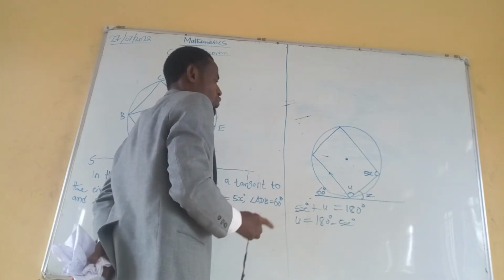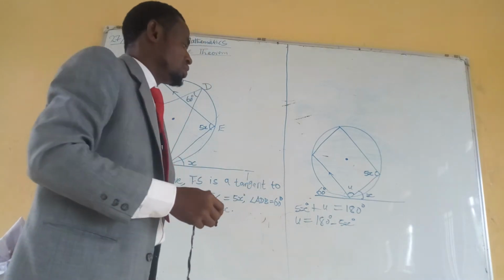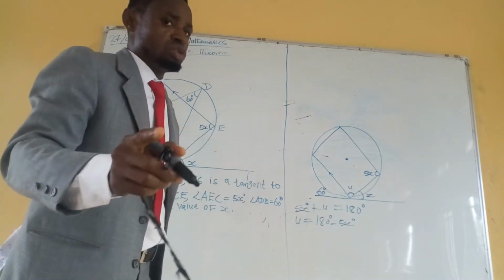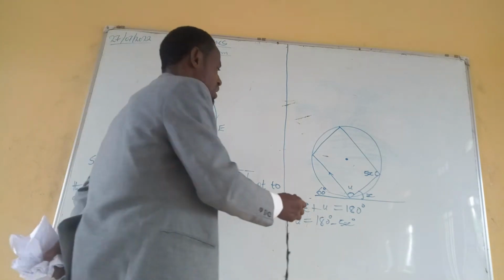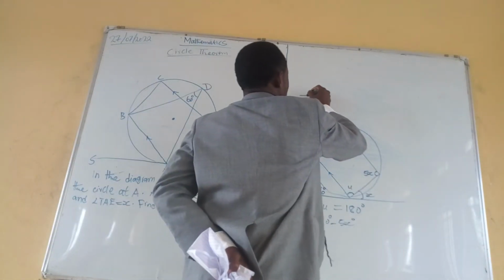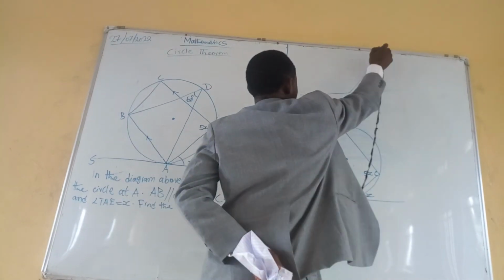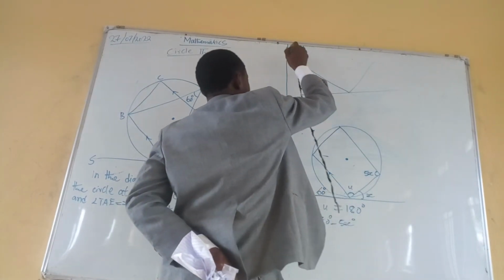Alright, so we have known our u. Okay, so let's use another theorem now. This is a straight line. We can draw a straight line like this. Then there is a line running like this and a line running like this.